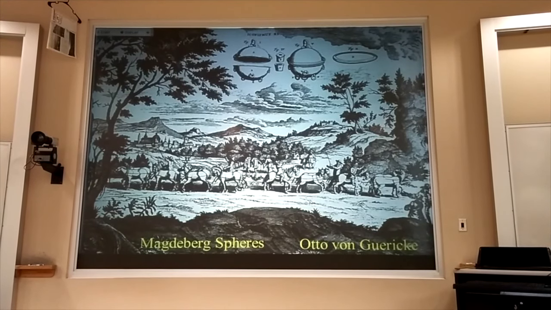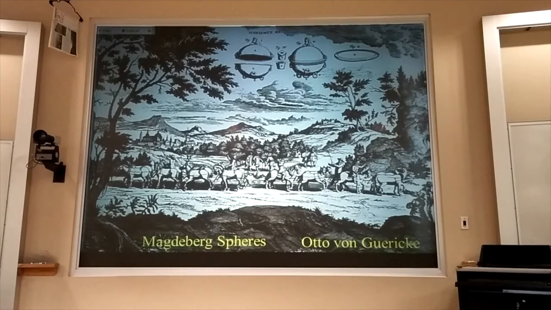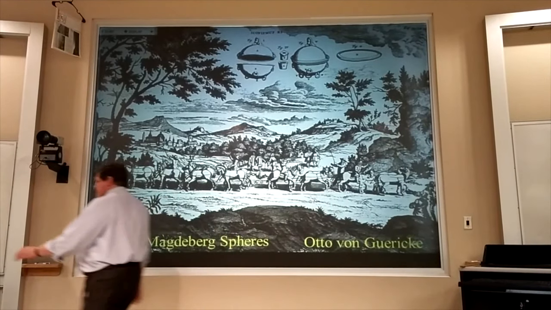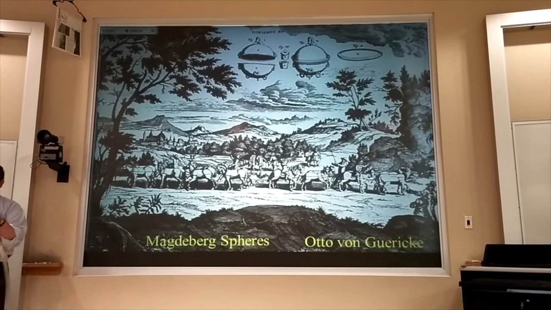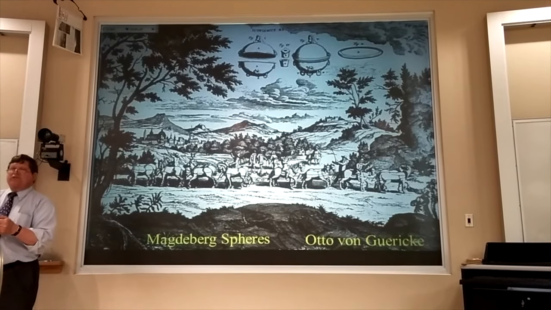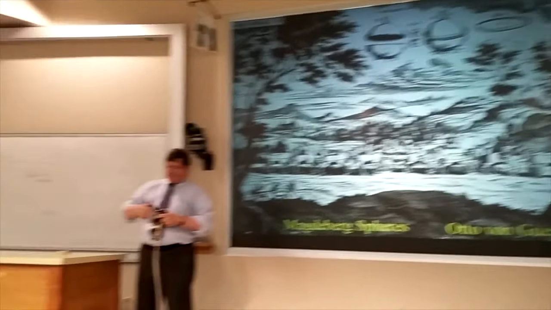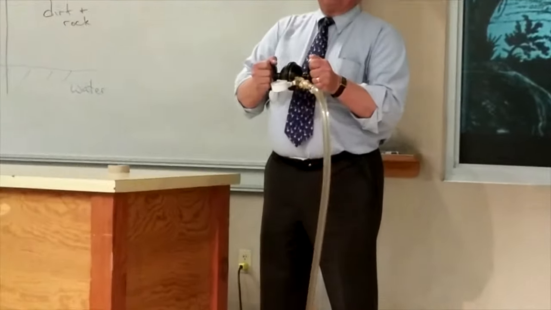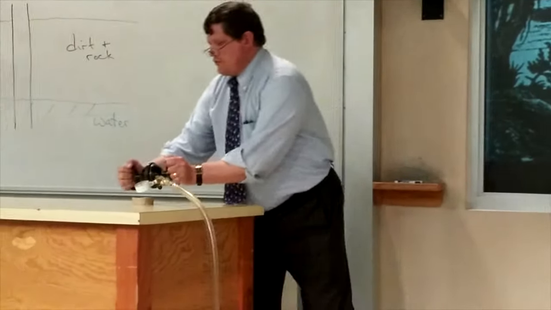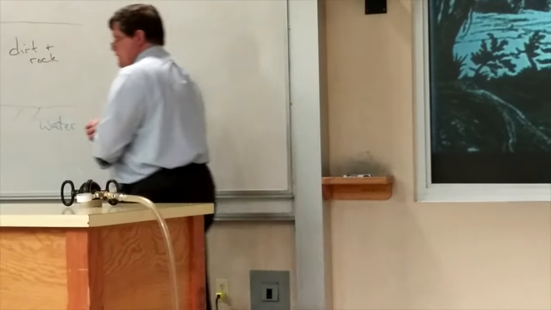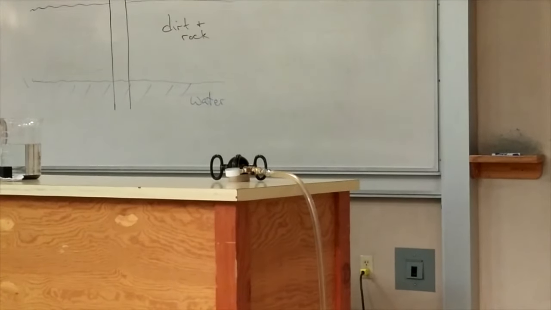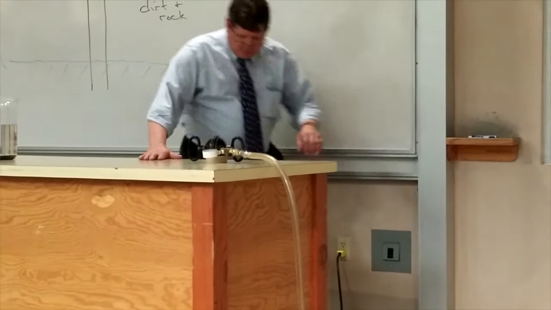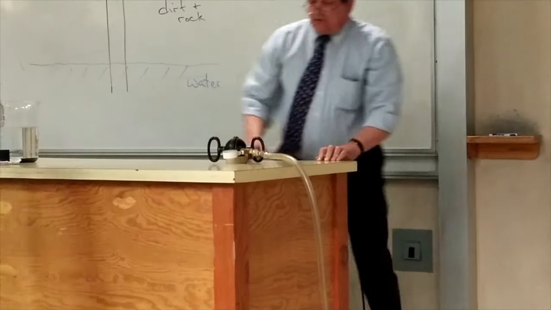Okay, now we have here a Magdeburg sphere. Unfortunately, it is a very small sphere, meaning it doesn't have very many square inches on which the air is able to push. So we're not going to use two teams of horses, we're just going to use two horses. Thank you for volunteering, I appreciate it. Now, gentlemen, if you'll come up here, we're first of all going to pull the air out of there.